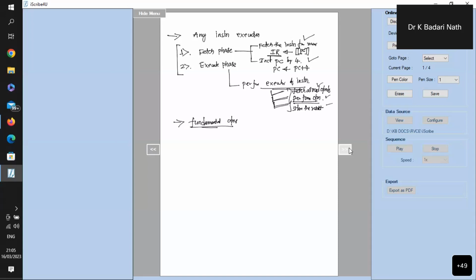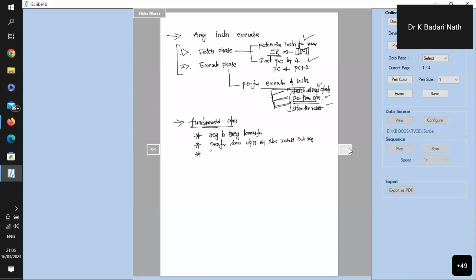What are the 4 fundamental operations? Number 1, register to register transfer. You may require to do a register transfer, or sometimes a register to ALU transfer, that is, you bring data from the register to the ALU to perform a certain operation. You may require to perform some operation and store the result into a register.